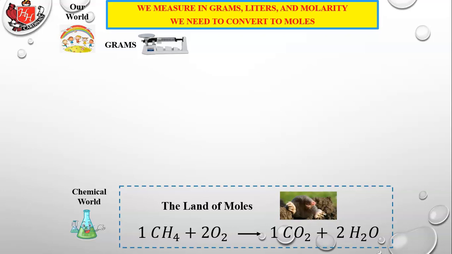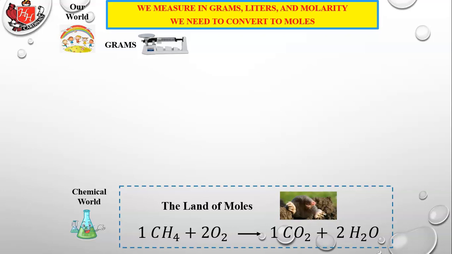So up at the top in our world, we're weighing things in grams. Again, grams is technically a unit of mass. In chemistry, we use mass and weight interchangeably. They mean the same thing in this class. So we can measure things in grams. We can't see a molecule. We can't count a mole. Molecules too small, moles too big.